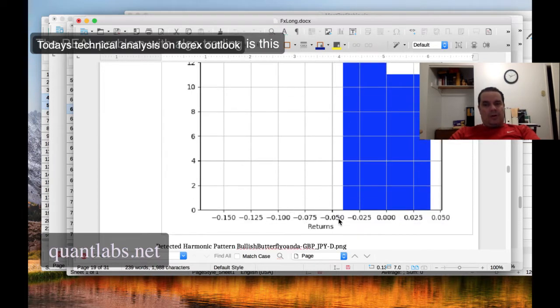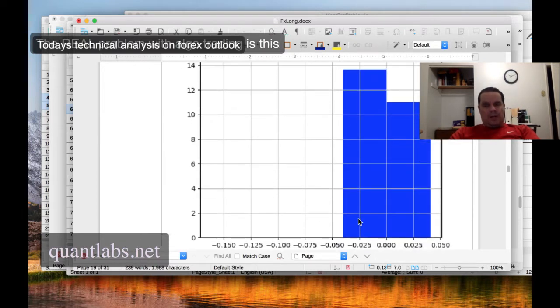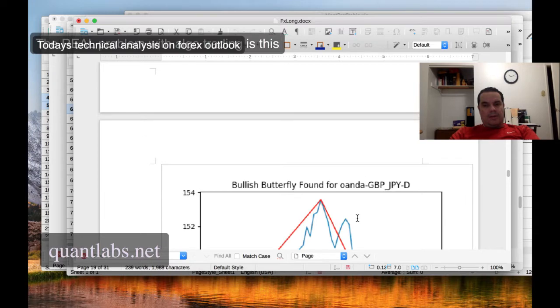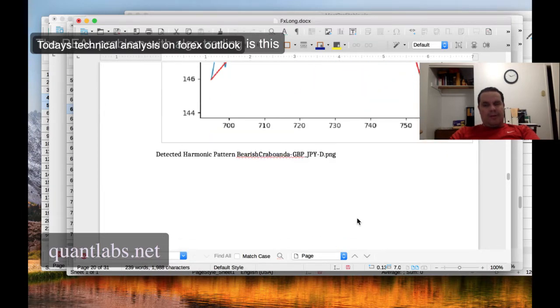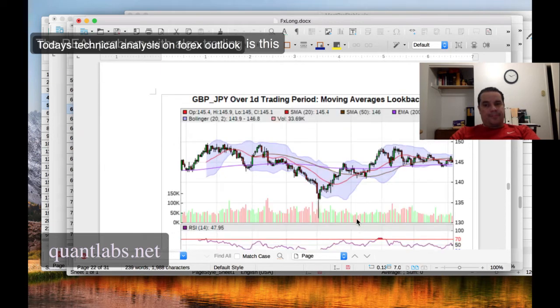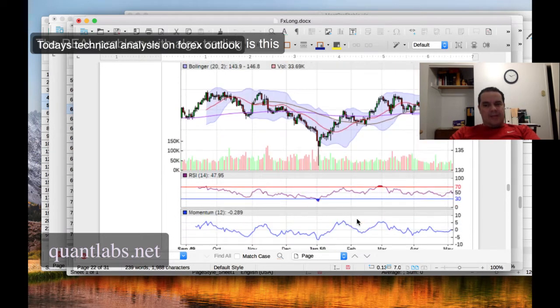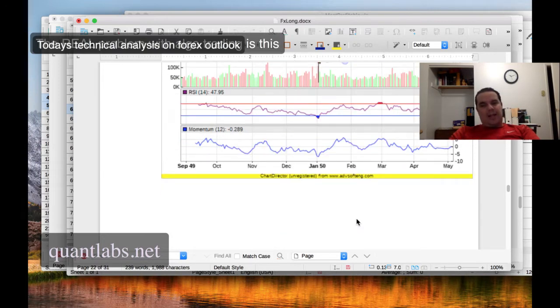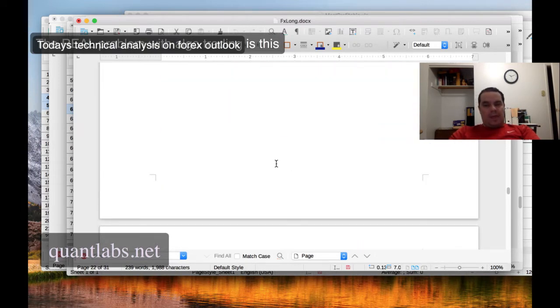But there have been more. I'd say there's been more negative days. Again, bullish harmonic, bearish harmonic cancels each other out. Not looking good. I just don't like it. It's just flatlining, not even worth going through this.